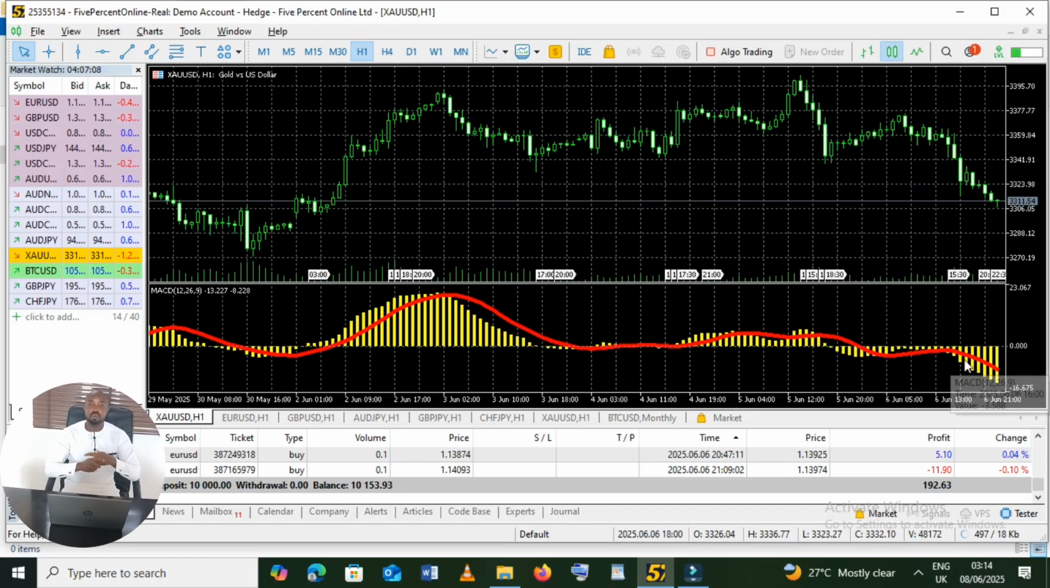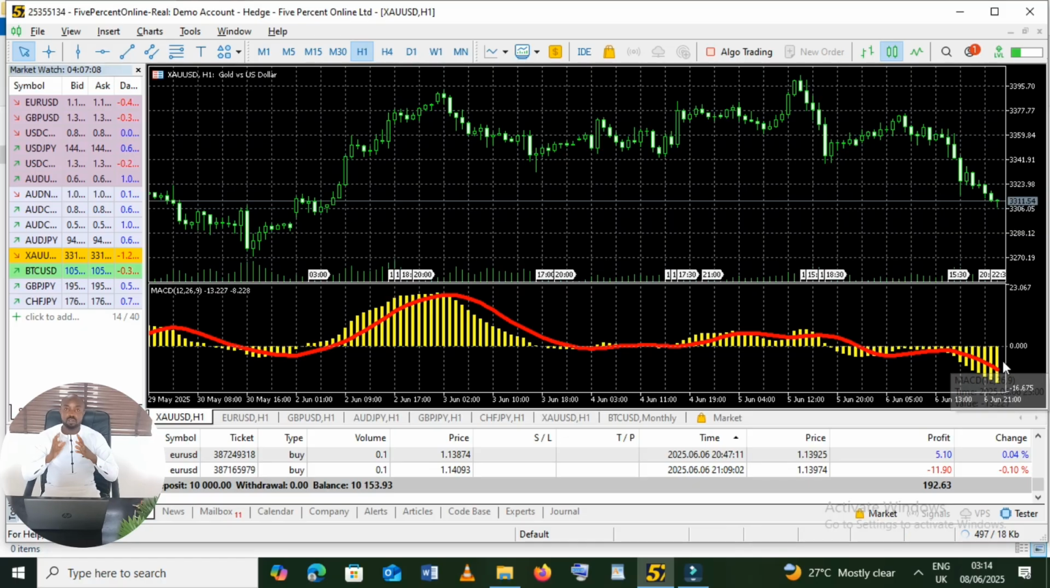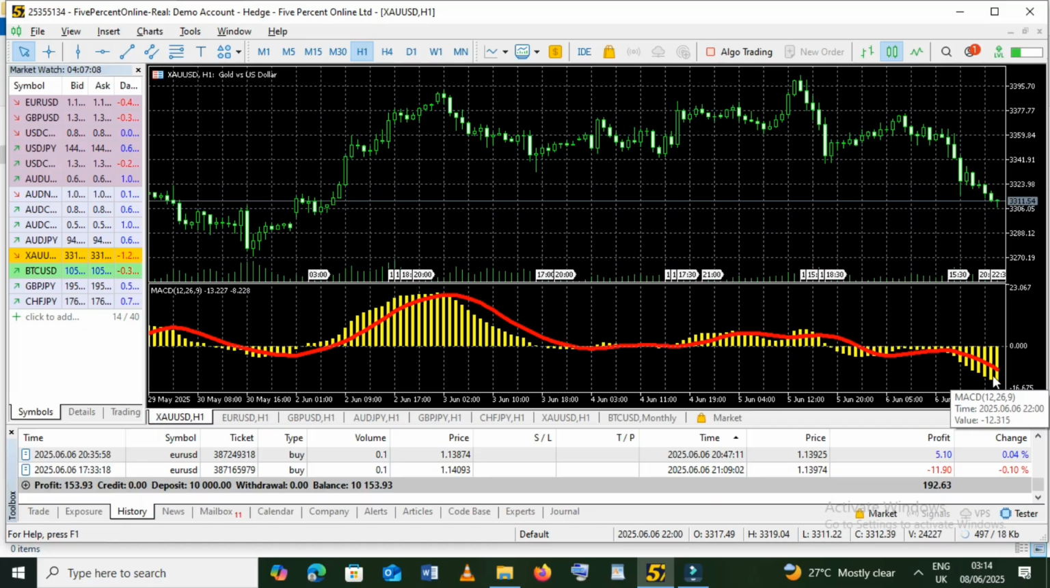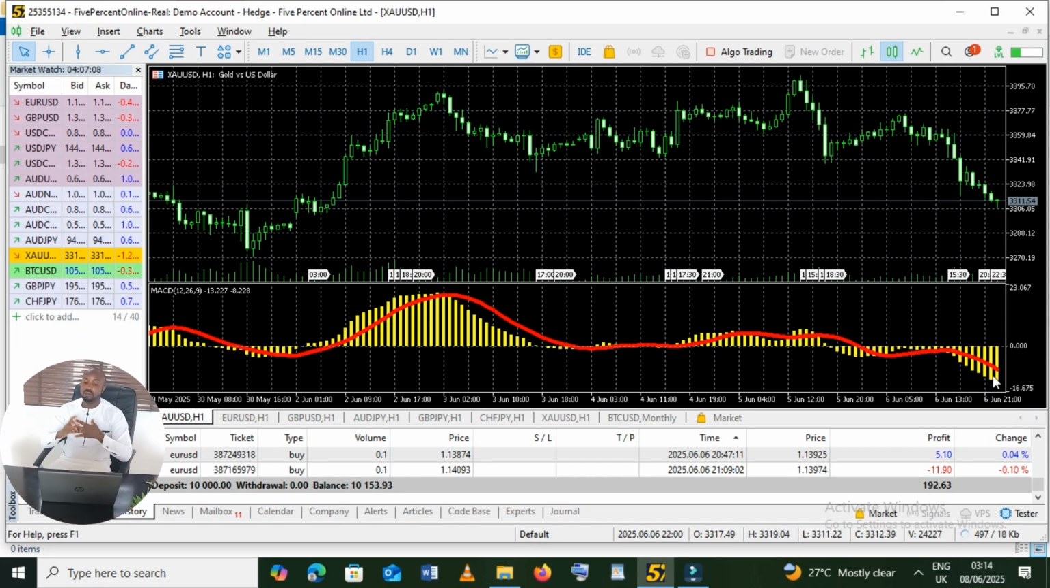Then in the last bar that we are seeing here, we can see long bars that face downwards, indicating that the market is experiencing a strong bearish momentum, that the market is going down strongly. So you can place a sell order, but remember to check your entry point and note your exit point so that you can place your stop loss and take profit where necessary.